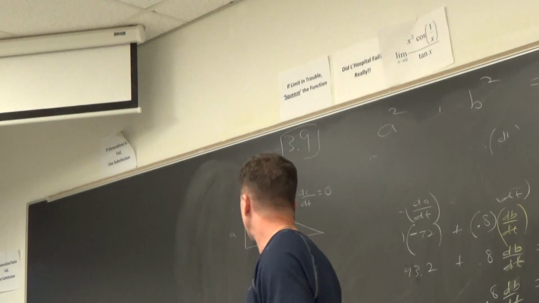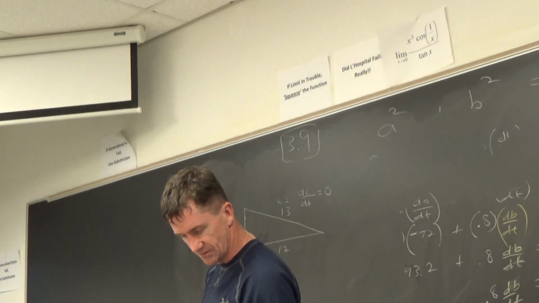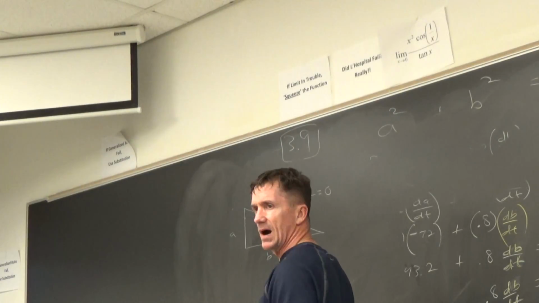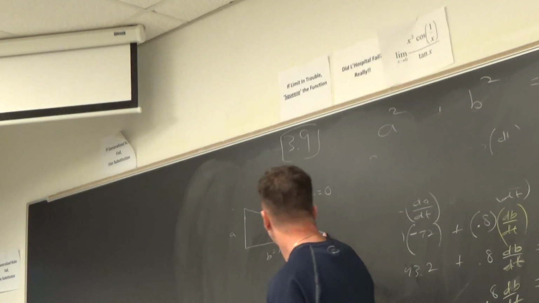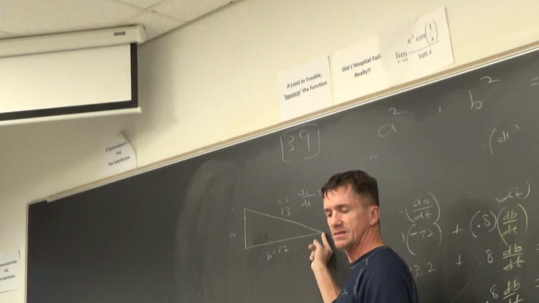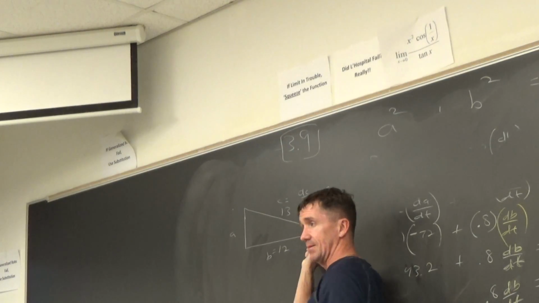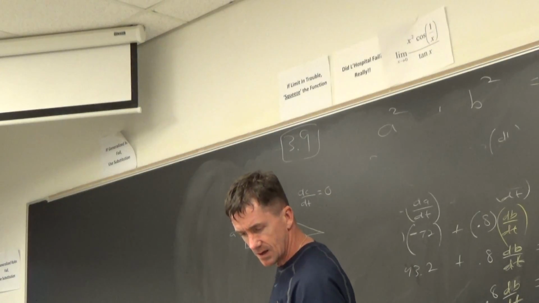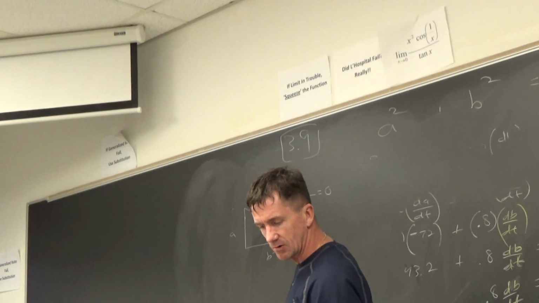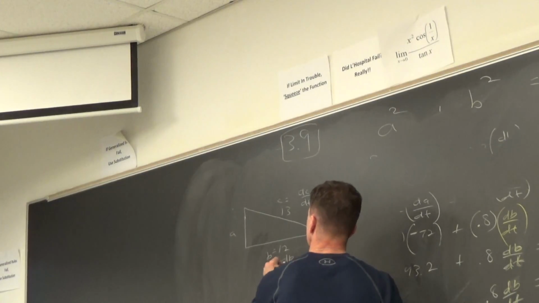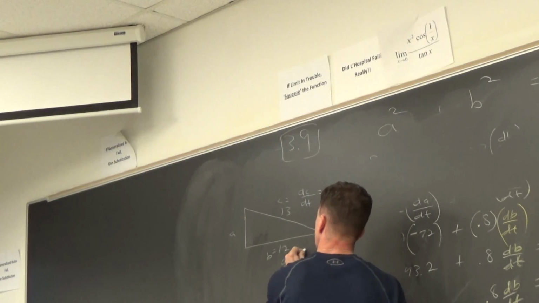Now, did they give us any other rates? What was this, 2 feet? The bottom of the ladder slides away from the wall at a rate of 2 feet per second. So where's the bottom of the ladder? There's the bottom of the ladder, so they're talking about this length here, B. It's going away from the wall at a rate of 2 feet per second, so dBdt is positive 2 feet per second.